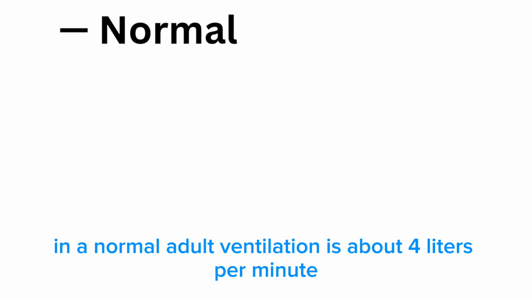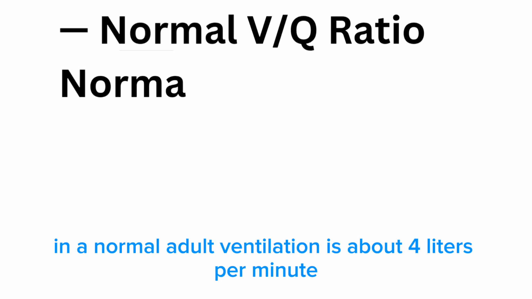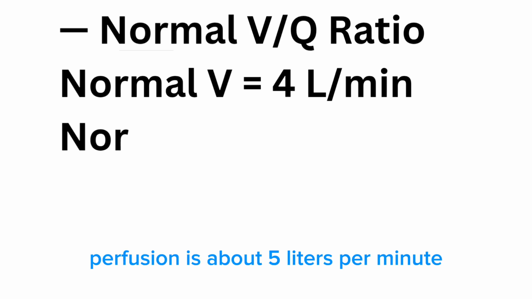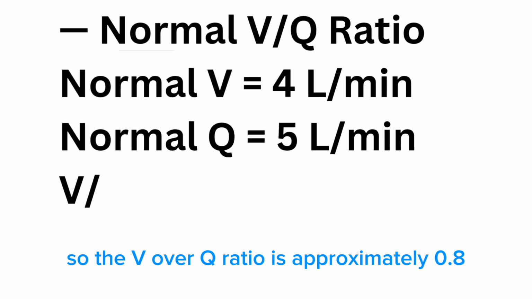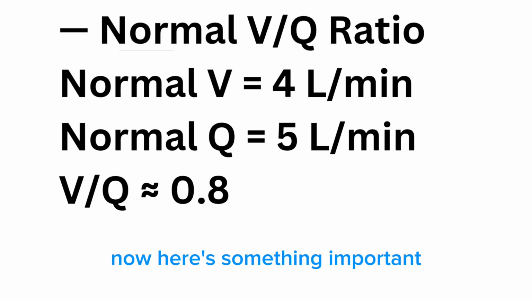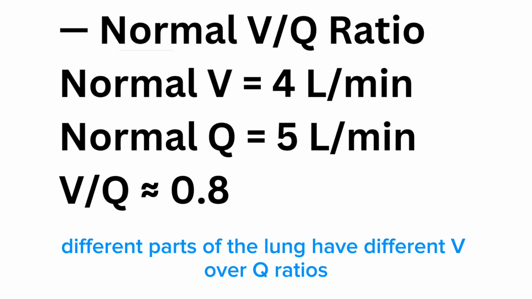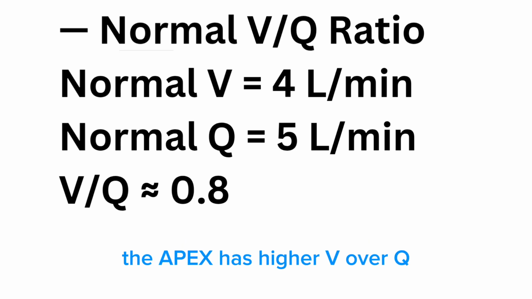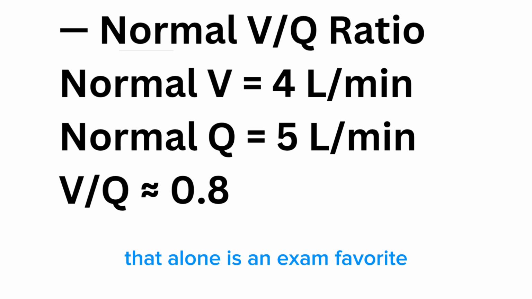In a normal adult, ventilation is about 4 liters per minute. Perfusion is about 5 liters per minute. So the V/Q ratio is approximately 0.8, not exactly 1, and that's normal. Now here's something important. Different parts of the lung have different V/Q ratios. The apex has higher V/Q, the base has lower V/Q. That alone is an exam favorite.